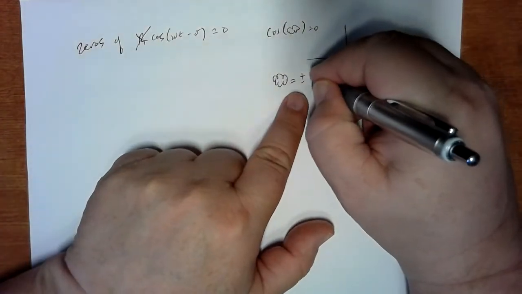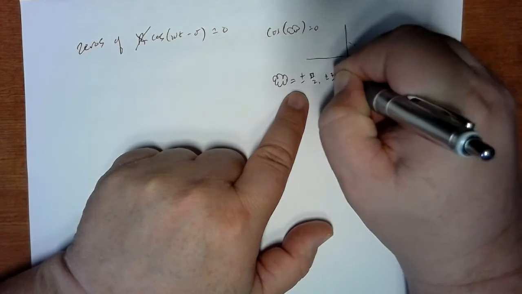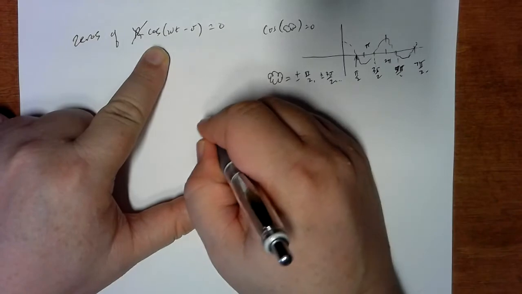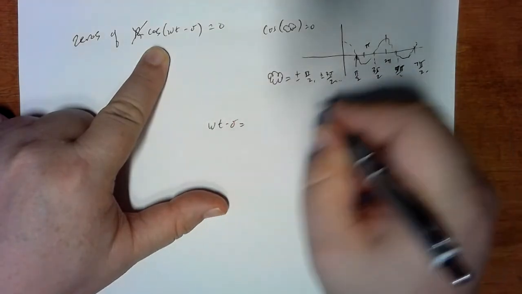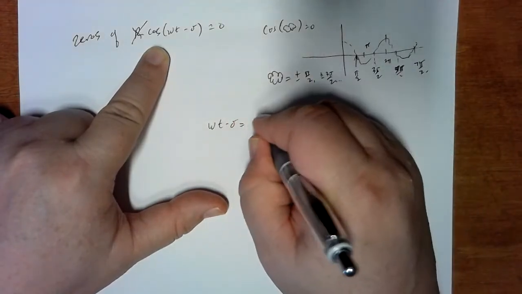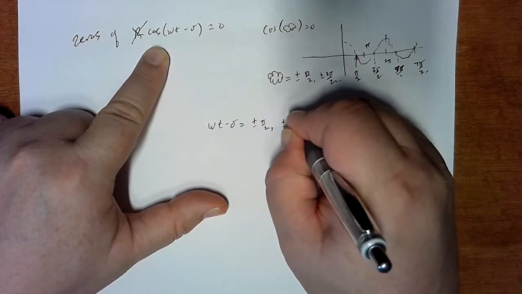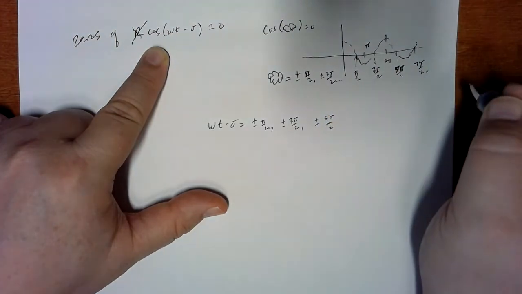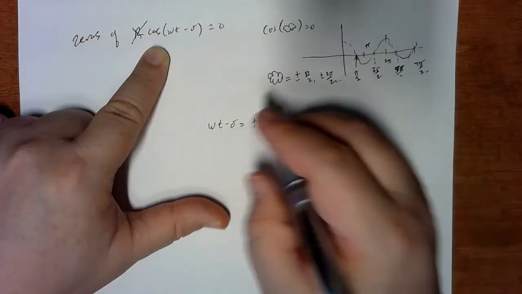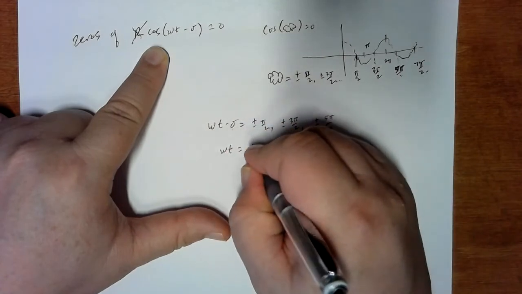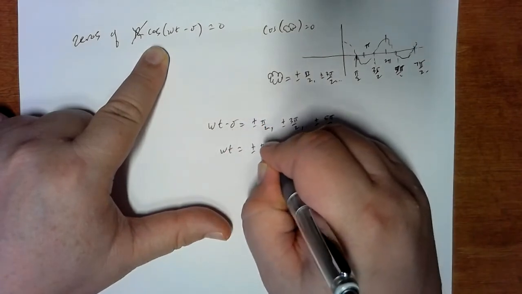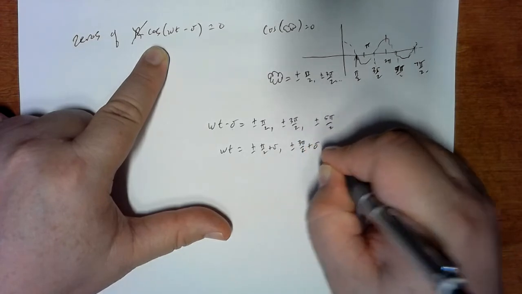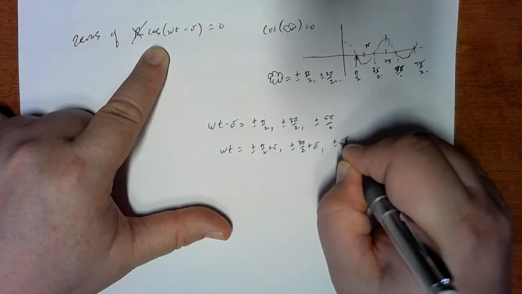That's pi over 2, plus or minus 3 pi over 2, and so on. And so now you can see that the zeros of this function will be where omega t minus delta is equal to plus or minus pi over 2, plus or minus 3 pi over 2, plus or minus 5 pi over 2. It's the odd multiples of pi over 2. And so then you can add delta to everything. So it'd be plus or minus pi over 2 plus delta, plus or minus 3 pi over 2 plus delta, plus or minus 5 pi over 2 plus delta.